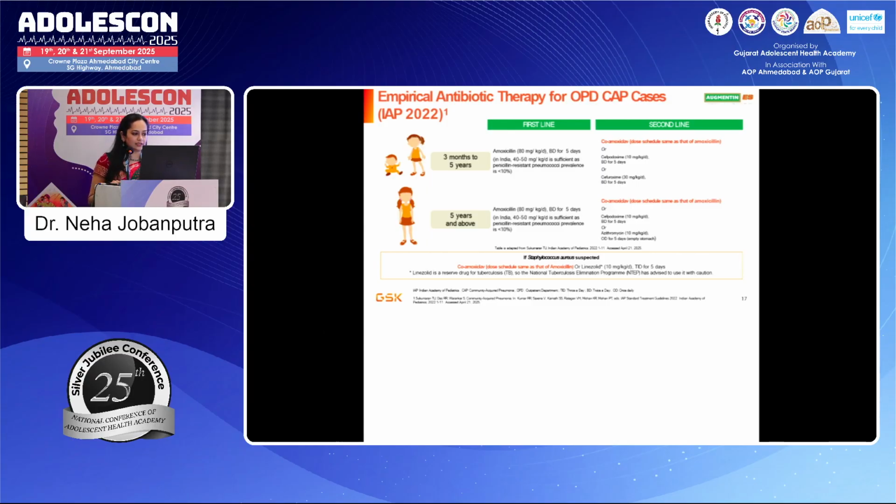If Staph aureus is suspected, co-amoxiclav with the same dose as amoxicillin, or linezolid for 5 days in TID dose, is also recommended. But usually linezolid is a reserved drug we use for tuberculosis, so NTEP advises using it with caution.